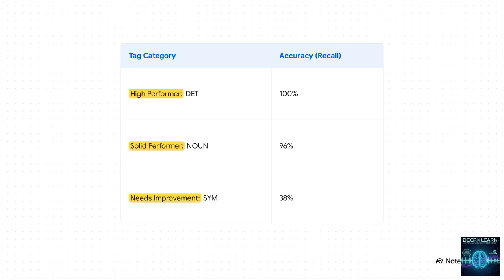But, you know, that big number doesn't tell the whole story. When you really dig into the details, you see some interesting things. For example, it's a total rock star at identifying determiners, words like el or un in Spanish. It gets those right 100% of the time. It's also super solid with nouns at 96%.